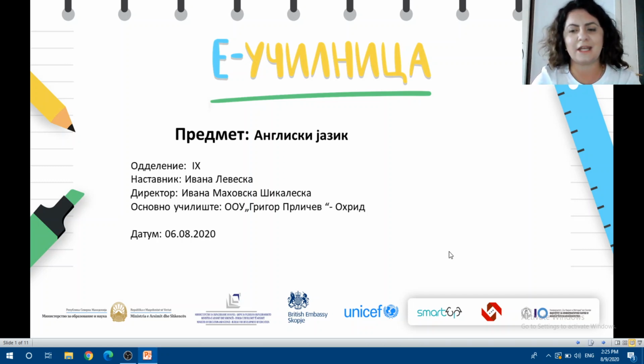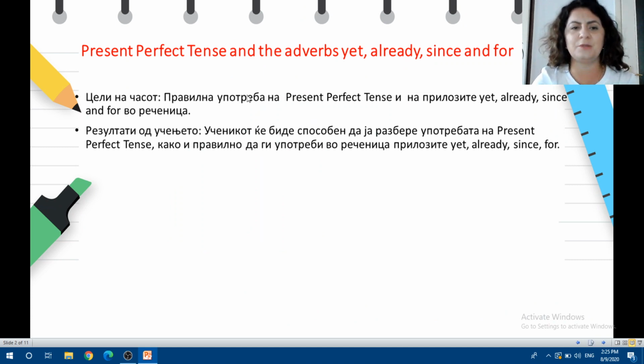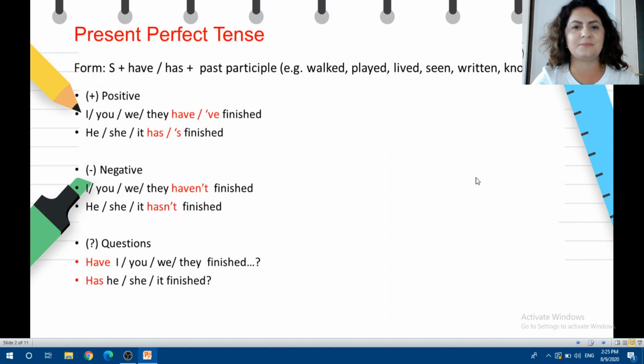Today's lesson is about present perfect tense and the use of the adverbs yet, already, since, and for. By the end of the lesson, you will be able to understand the use of present perfect tense and how to properly use the adverbs yet, already, since, and for in a sentence. I'm sure that you already know how to form the present perfect tense, but let's quickly revise the form.